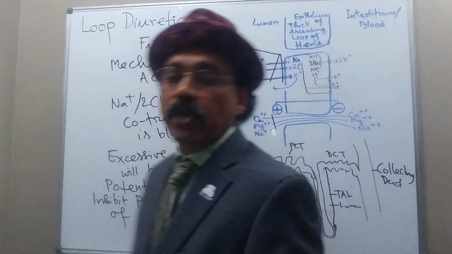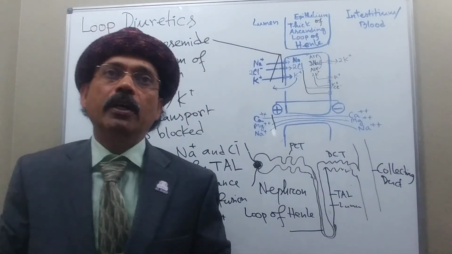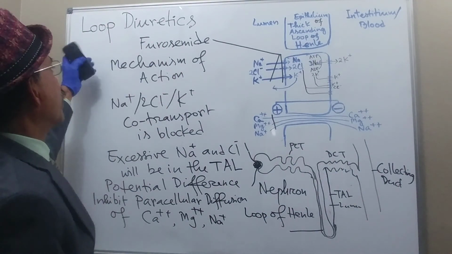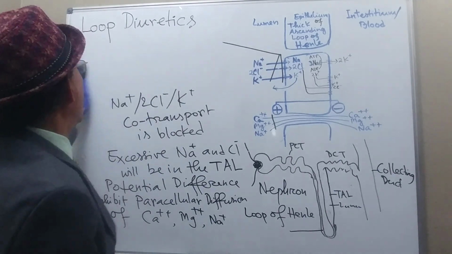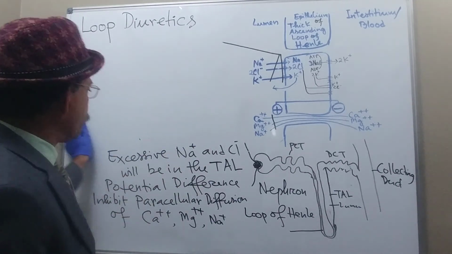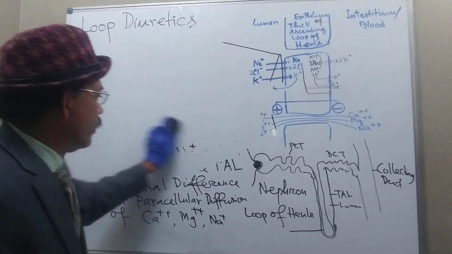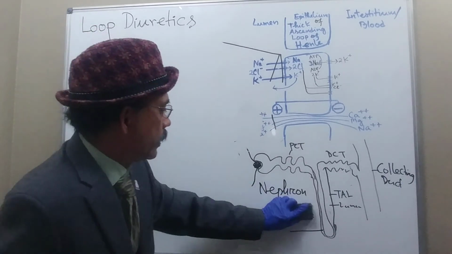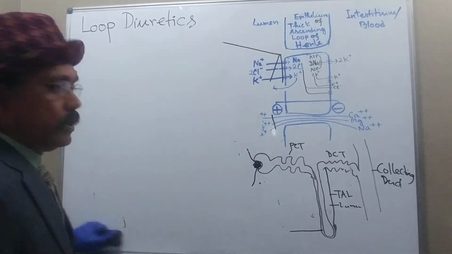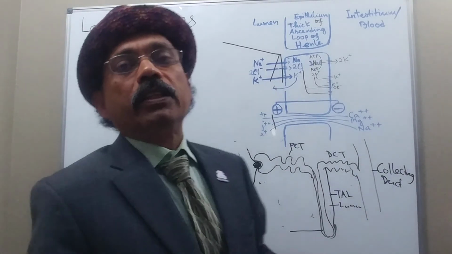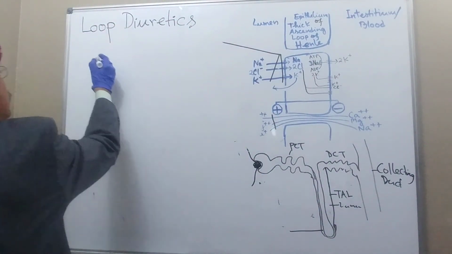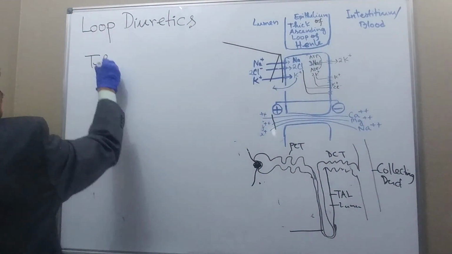So this is the mechanism of action of the loop diuretics, like furosemide, ethacrynic acid, torsemide, bumetanide. Okay, this is the mechanism of action. Okay, we got that. Now, what are the therapeutic applications of the loop diuretics? So, therapeutic application.